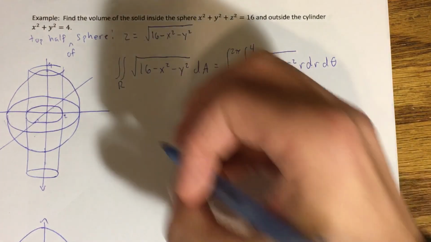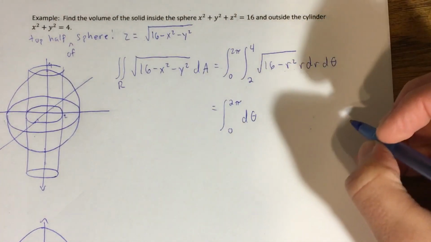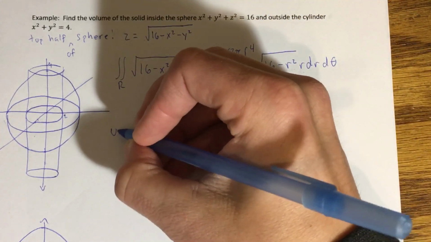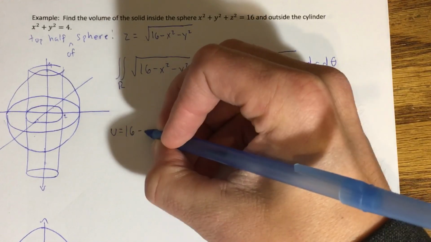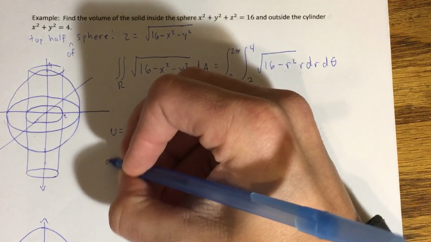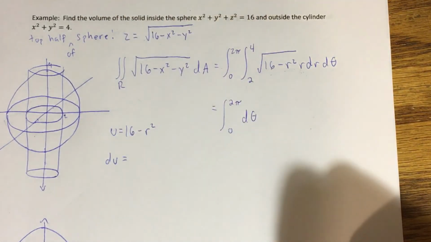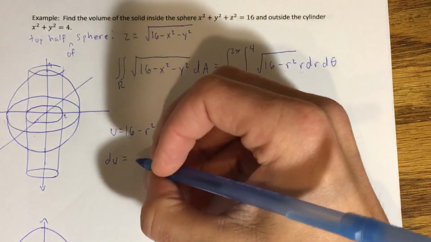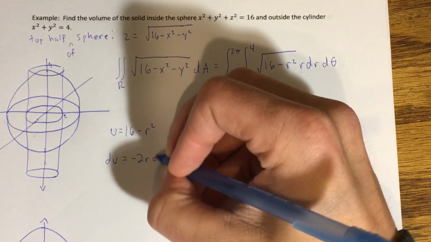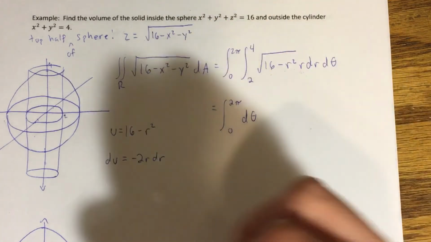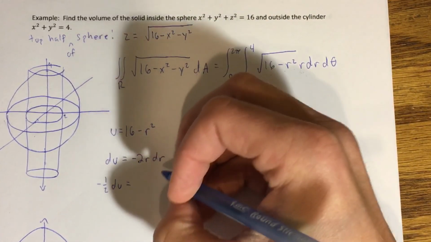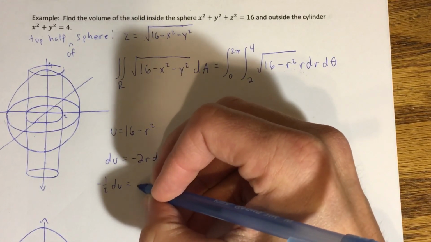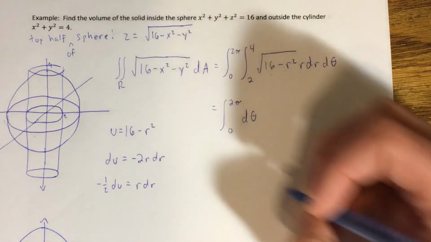So if I set u, I didn't give myself much space over here. I'm going to do this part over here. U is going to equal 16 minus r squared. So that du is equal to negative 2r dr. And it's an r dr that I have here, so alternatively I can write this as negative 1/2 du equals r dr.